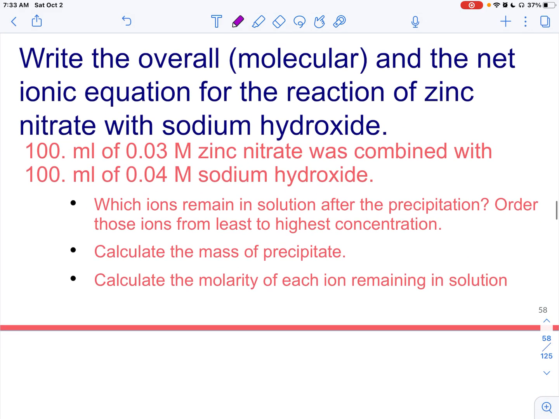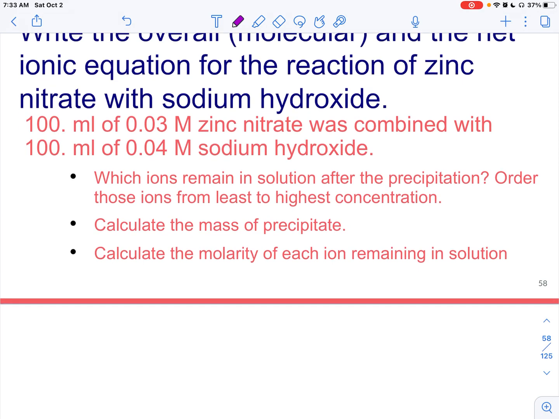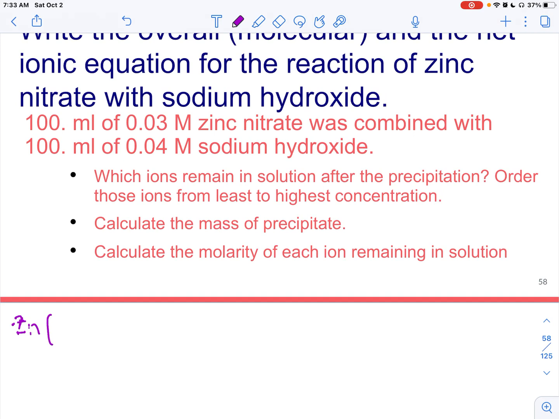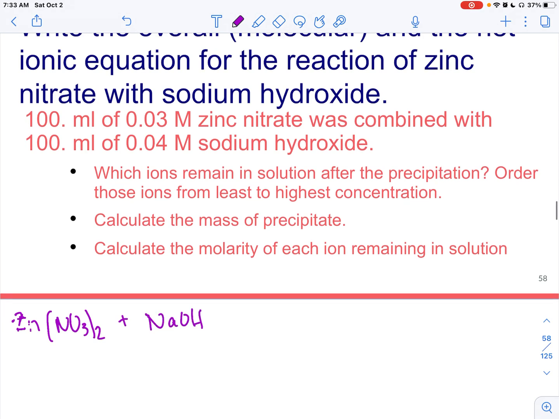So what I'm going to do first is write the overall equation and then write that as a net ionic equation. So the overall equation here would be zinc nitrate plus sodium hydroxide gives us zinc hydroxide plus sodium nitrate. And to balance that, we can do this.